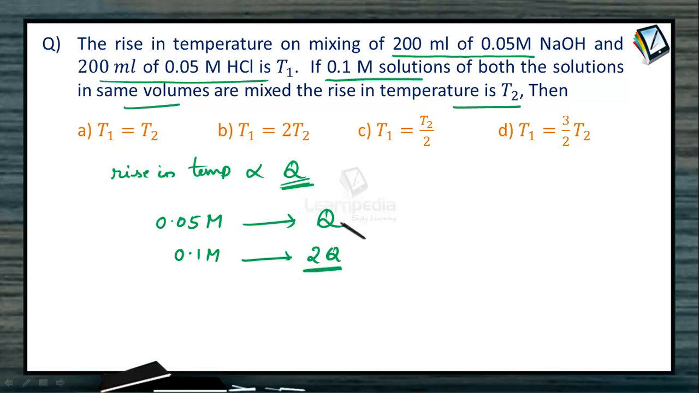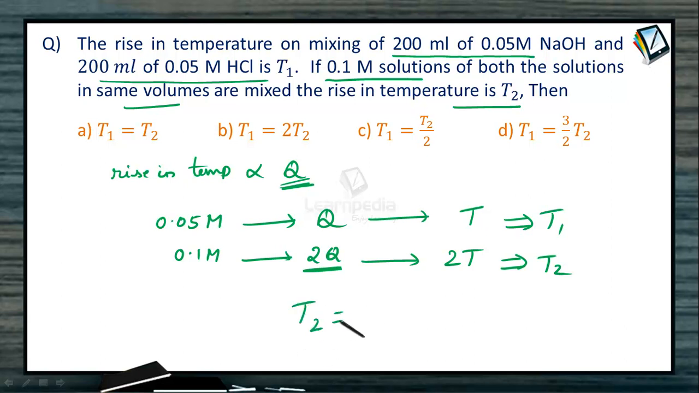So when Q is the amount of heat released, the rise in temperature is T, and that is the T1. And when the amount of heat released is 2Q, the rise in temperature definitely becomes 2T, and that is nothing but T2, isn't it? So now what is the T2 value? T2 value is double that of T1, or T1 is nothing but equal to half of that T2. And see which of the options possess either of these two relations. It is there in option C. So our answer is option C.